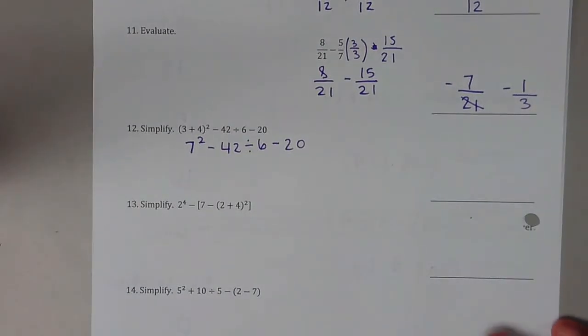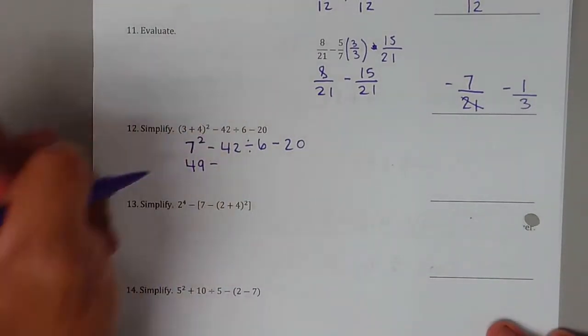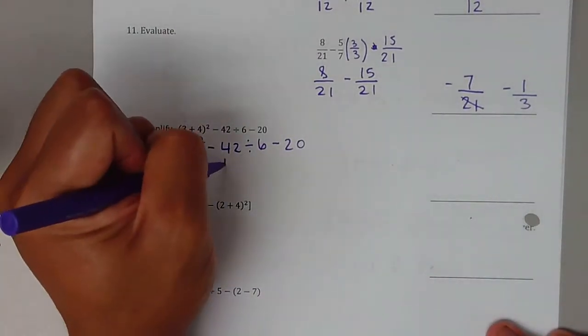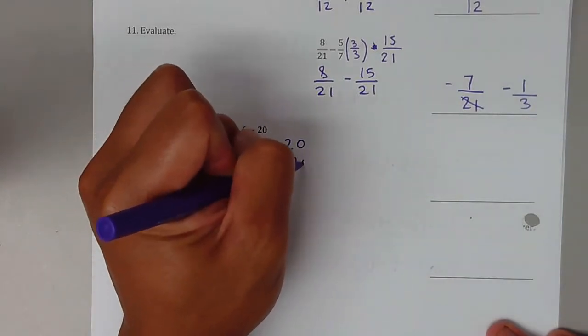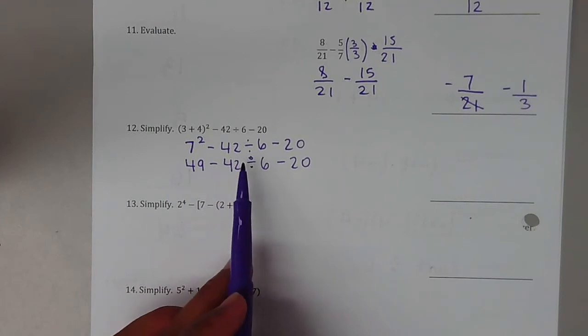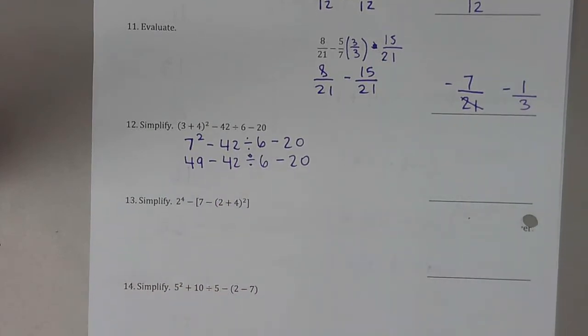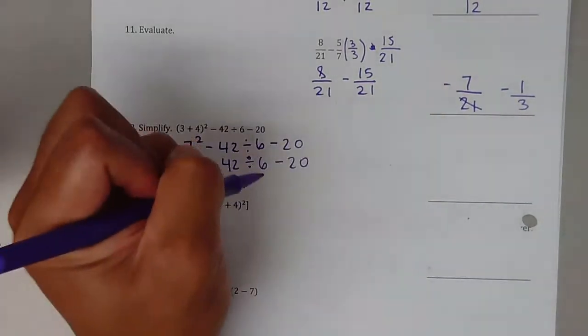All right, follow order of operations. So exponents next. 49 minus 42 divided by 6 minus 20. Please don't make the mistake of subtracting this first. Order of operations, we do division first. 42 divided by 6 is 7. And then we bring everything else down. 49 minus 7 minus 20.